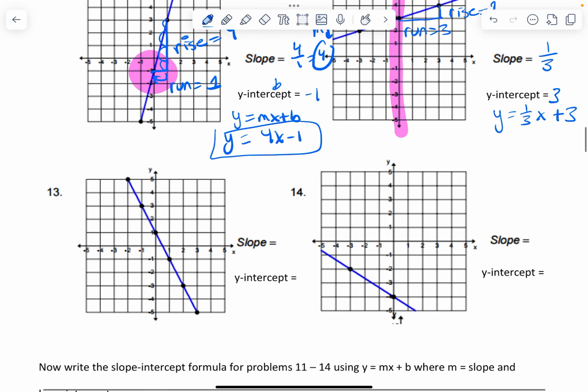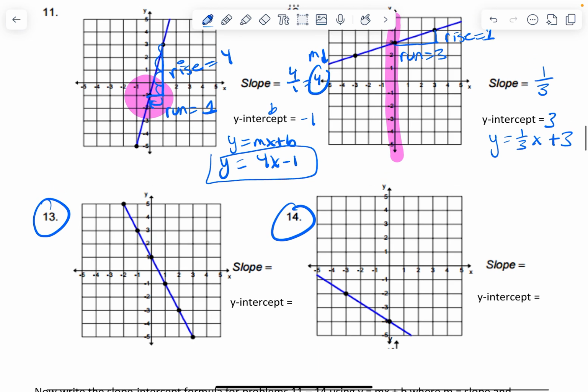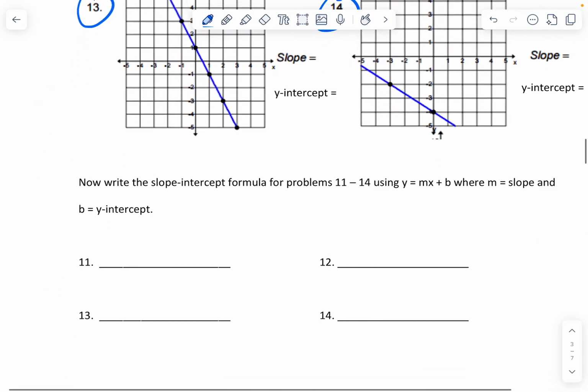Okay, now let's see if you can try 13 and 14, and then we're going to take a look at those two together. So go ahead and pause the video and give students a chance to try 13 and 14.